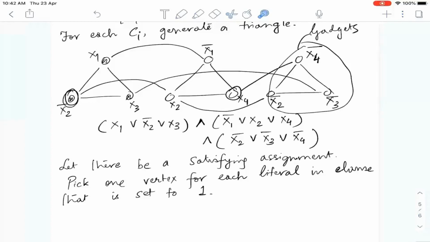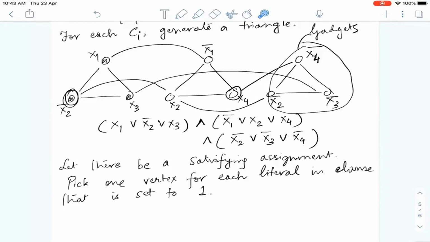So let's do the reduction. Let's complete the proof. Then maybe this will answer your question. Just hold on till we end the proof. Okay. So let's see how we start with an instance of E3 SAT and form an independent set.